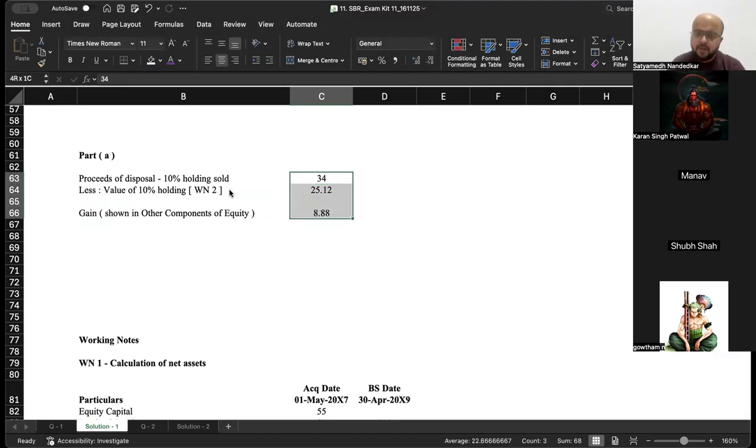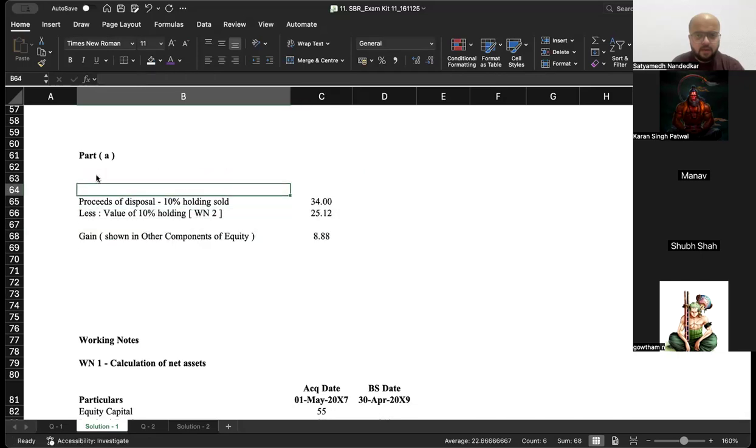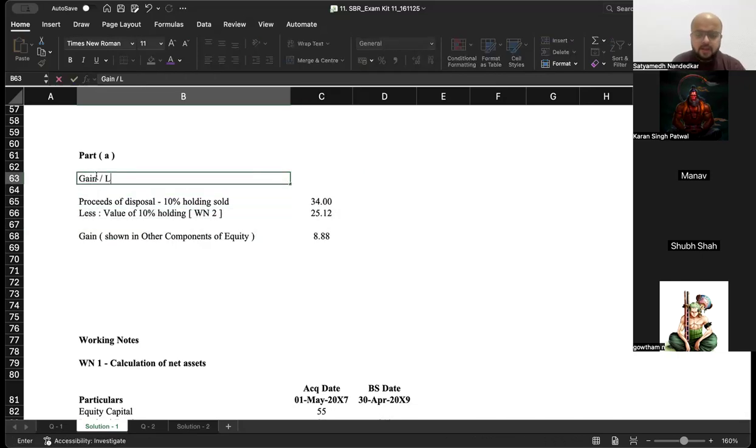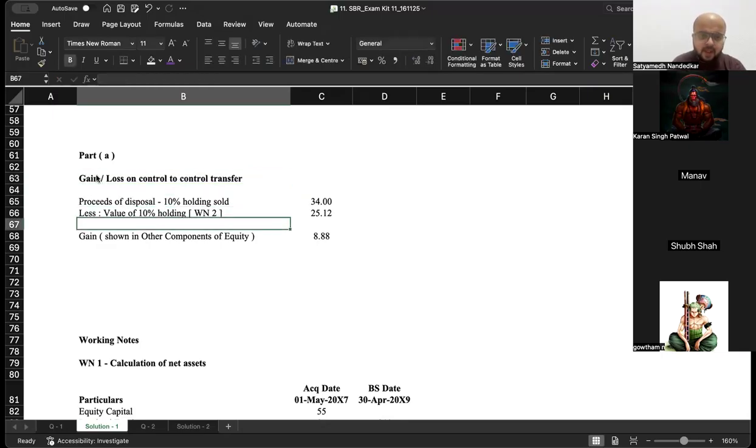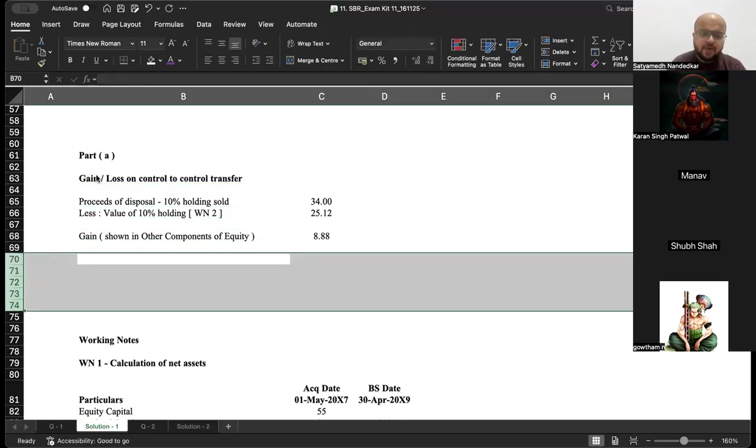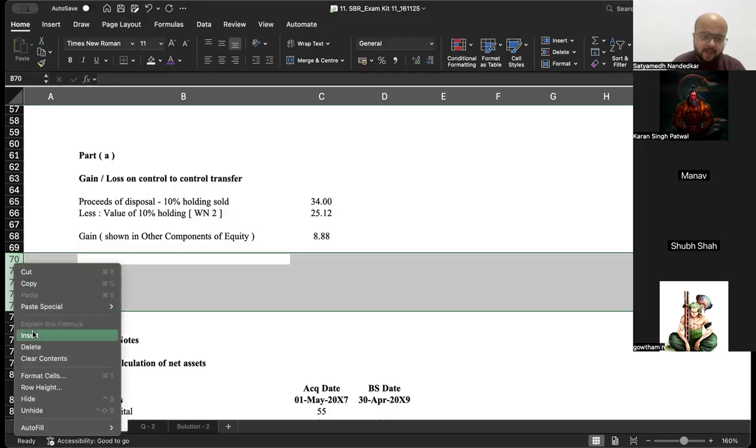8.88. Make sense? Yes, sir. Okay. I'm just going to call it gain/loss on control to control transfer. ठीक है. So this is a smart piece of calculation that we had to do in part A.